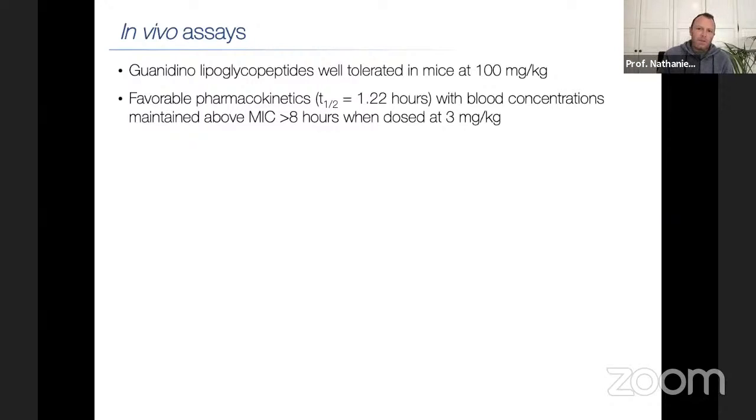The first thing we did was just to see how well the compounds are tolerated. The compound that we took forward into mice was very well tolerated up at the highest dose tested of 100 mg per kg subcutaneous. Also of note were the favorable pharmacokinetics that we saw for this compound: a half-life of about 1.23 hours. Remember, this is of relevance considering that some of these other clinically used lipoglycopeptides have these ridiculous 200 and 300 hour half-lives. So that seems to be favorable.